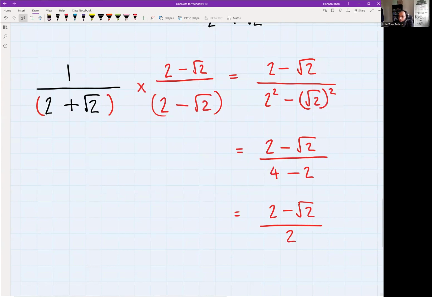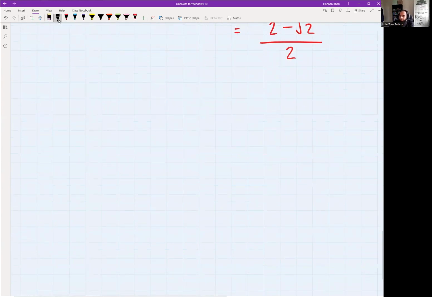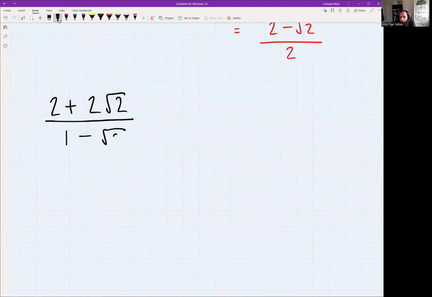Now, if I give you the more complicated one that we did in class, we can go through that again, no problem. It was 2 plus 2 root 2 over 1 minus root 2. Again, you look at the bottom and say, what do I need to do to have the difference of two squares? You're just inverting the sign. You're multiplying it by the same thing with the inverted sign.